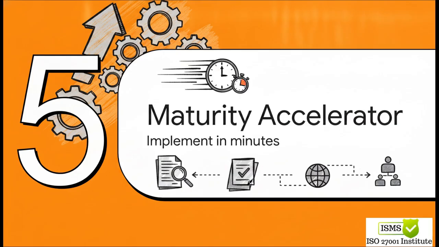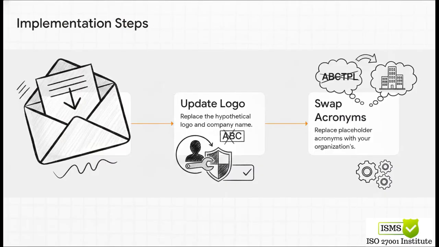Section 5. The Maturity Accelerator. Implementation in minutes. Having a premium document is only half the battle, right? Deploying it is the other. But implementation literally takes just a few minutes. Step 1. Securely download the document via email attachment. Step 2. Open the file and replace the hypothetical logo and the placeholder company name, ABC Technologies Private Limited. Step 3. Just replace the acronyms like ABCTPL with your own organization's name. And that is it. You simply swap out those hypothetical placeholders and your customized policy is ready for immediate deployment.